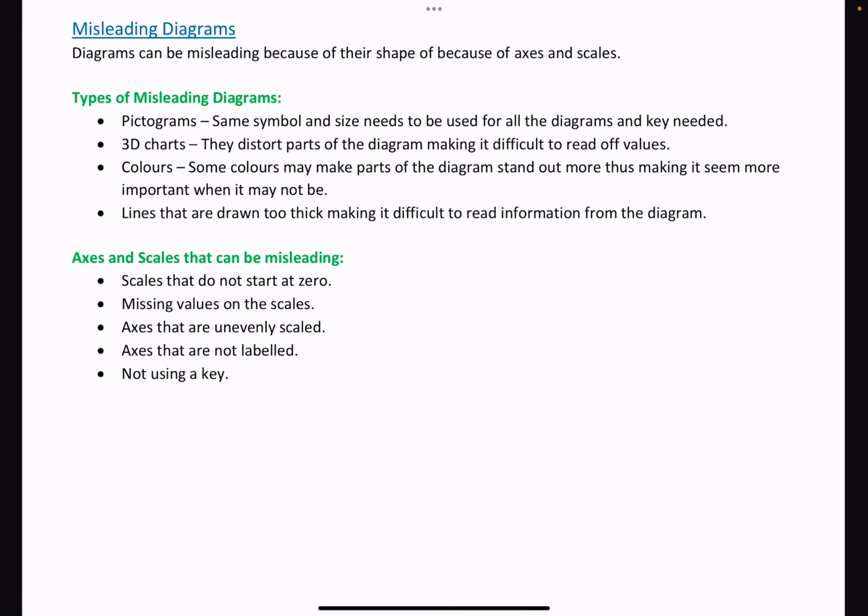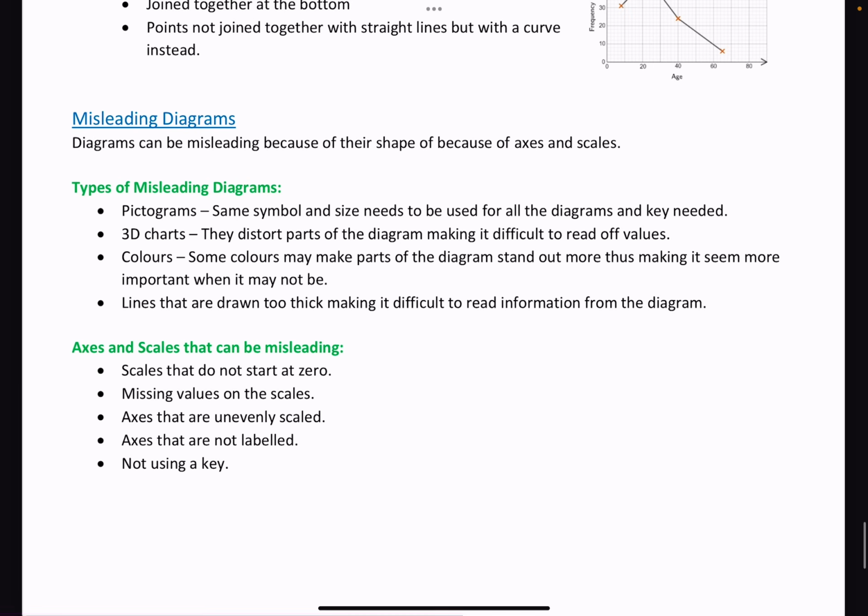In fact, misleading diagrams is one of the topics that, even though I found it really difficult and really thought-provoking, might have been the topic that inspired me to do a statistics degree at university. Very interesting. And that is all of chapter 2.